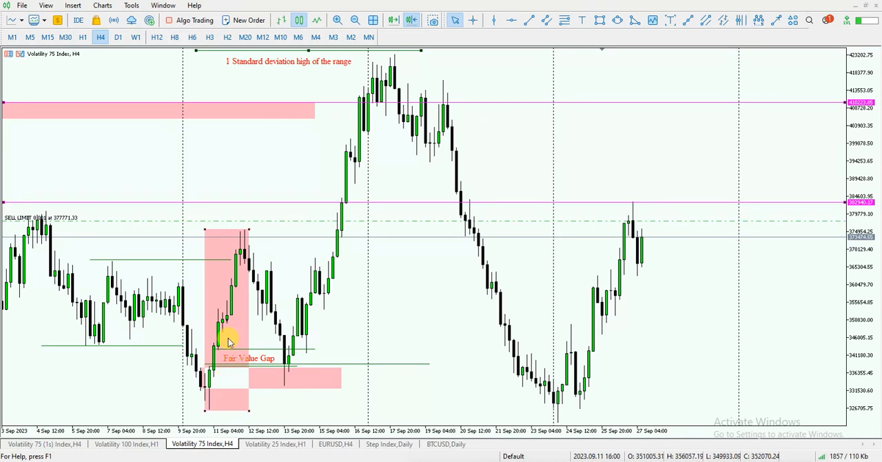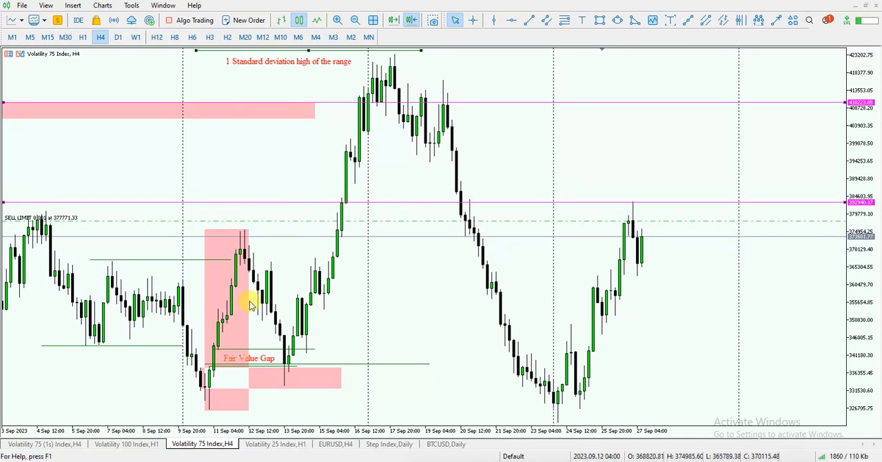So if you have this, okay, one standard is just the same range extended upwards. That's the standard deviation. All right, when you extend it upwards, look at where it comes in, and price trades almost into the standard deviation, and it gives you a good objective for your trade.